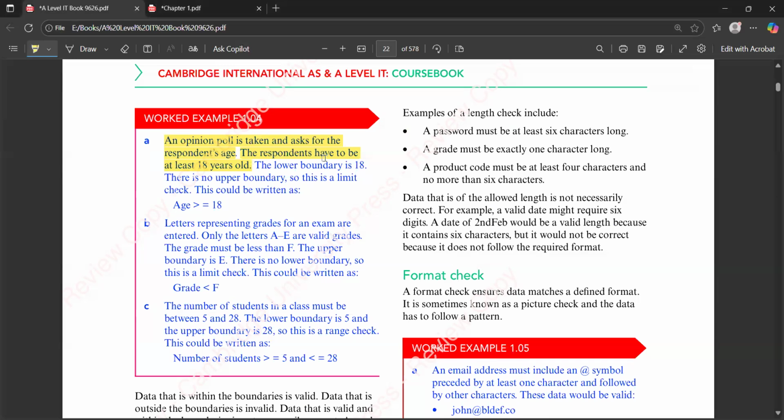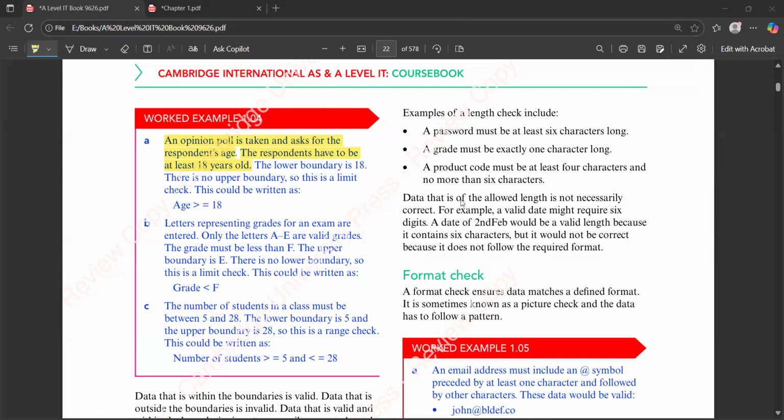After that, the second example is letters representing grades for an exam are entered. Only the letters A to E are valid grades. The grade must be less than F. The upper boundary is E. There is no lower boundary. So if you want to limit a grade check, this could be written like this: grade should be less than F, which means you can enter A, B, C, or D, like this. Are you getting my point?